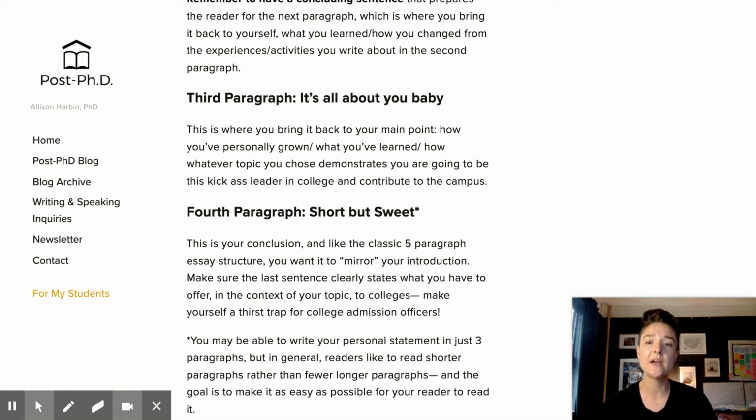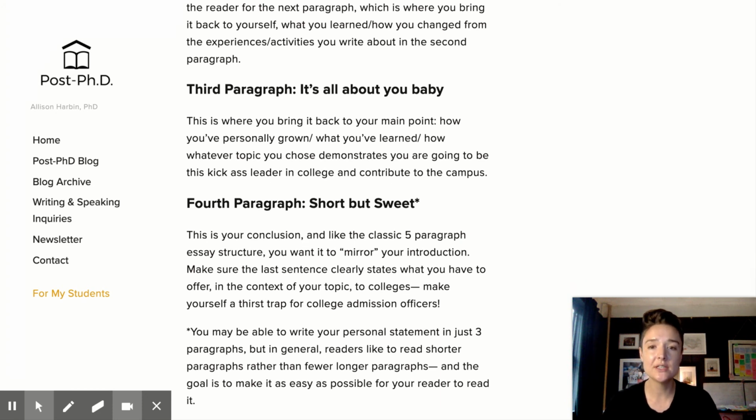So in your fourth paragraph, this is your conclusion. And like the 5-paragraph essay structure, you want it to mirror your introduction. Make sure the last sentence clearly states what you have to offer in the context of your college, in the context of your topic to colleges. Make yourself a thirst trap for college admission officers. This is where you bring it on home, right?